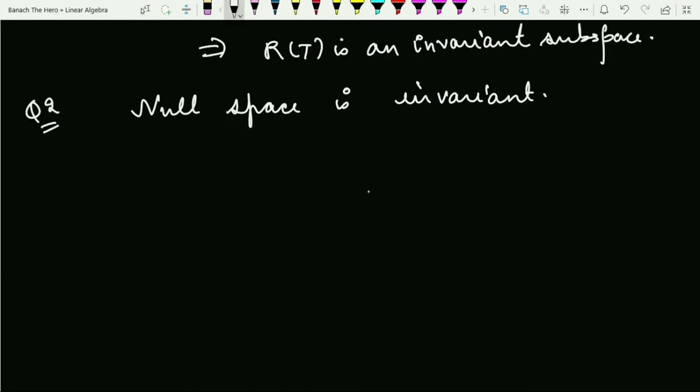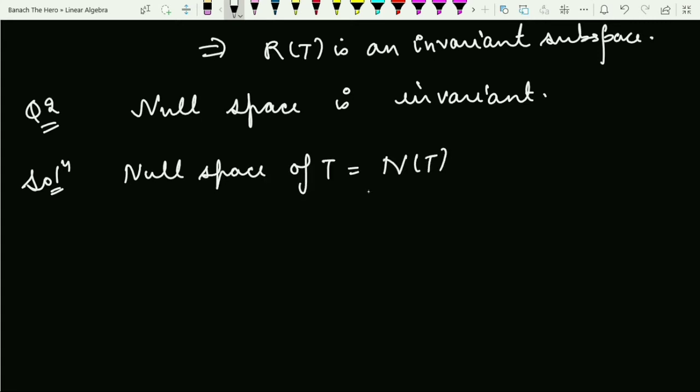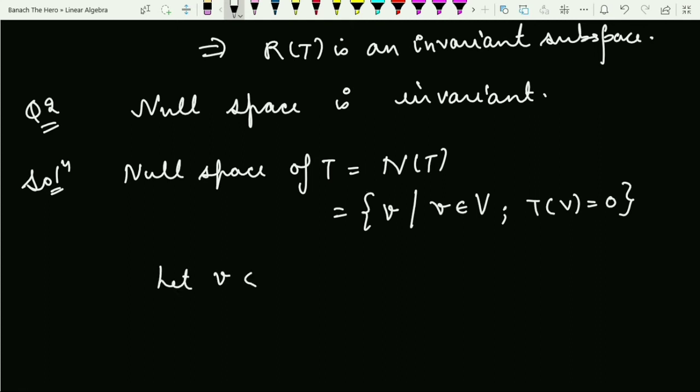So in the next example, let us check whether the null space is an invariant subspace or not, right? So first of all, let me define what is the null space of T. The null space of T is generally denoted as capital N of T. So what is that? That is the collection of all the vectors. And what is the condition on these vectors? The vectors are coming from capital V, such that if you apply T on v, it will get mapped to 0. So now let me consider any arbitrary element v coming from null space of T, right?